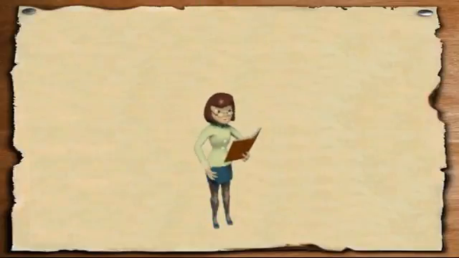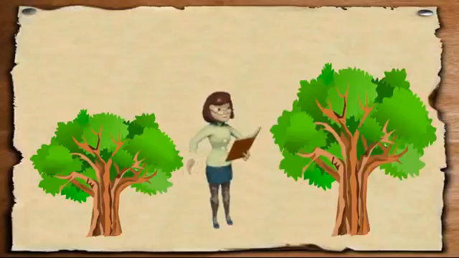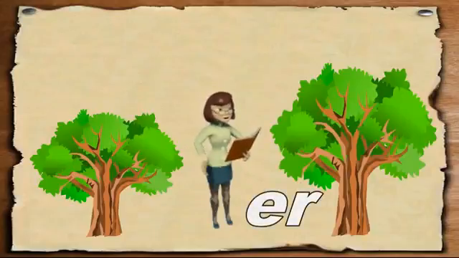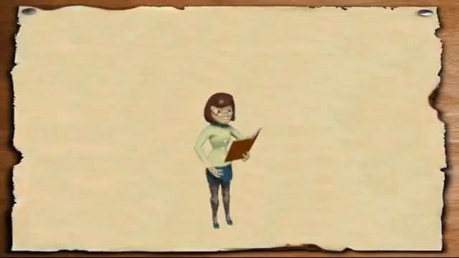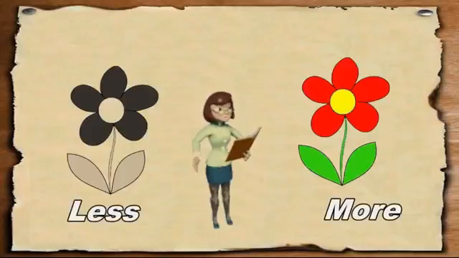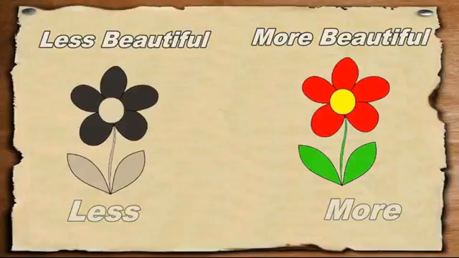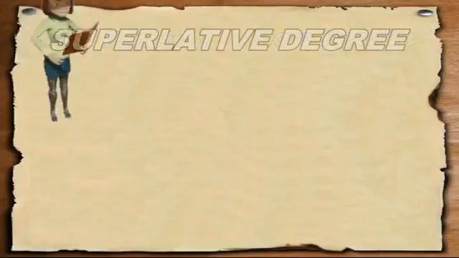Most comparative degree adjectives are formed in one of two ways. The first is by adding an ER ending to the positive degree form, as in tall, taller. The second way is by adding less or more before the positive form. Adjectives with three or more syllables, beautiful for example, almost always form their comparative degrees this way.